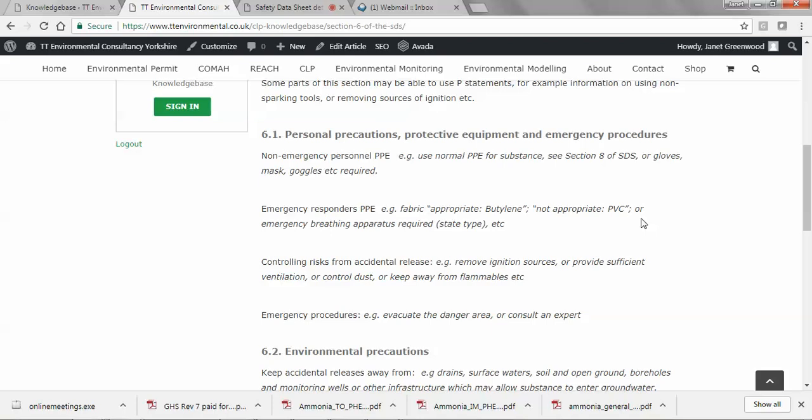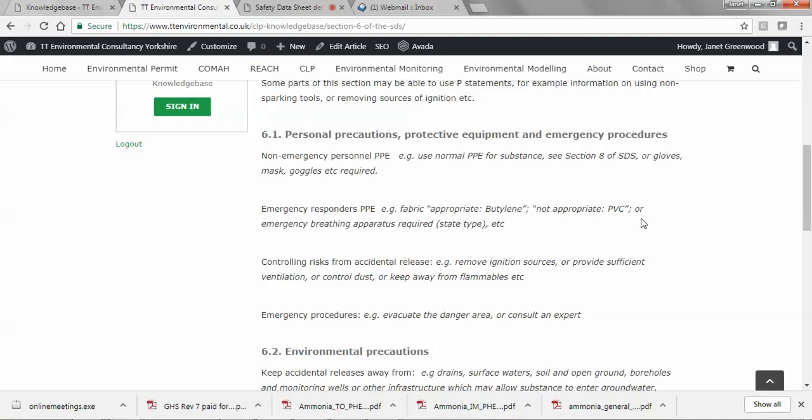Emergency responders PPE, you really need to be talking to an expert on this. Obviously, if you've got acidic fumes being released, then you've got to put down emergency breathing apparatus. But don't do that without checking with somebody who knows about that kind of thing, because there are different types of emergency breathing apparatus and you don't want to be held responsible for sending people in who were incorrectly specified.